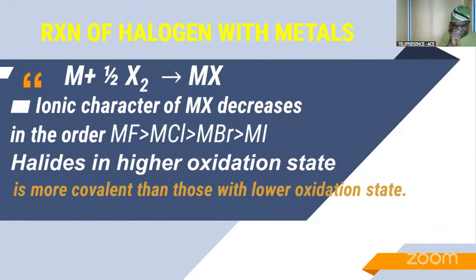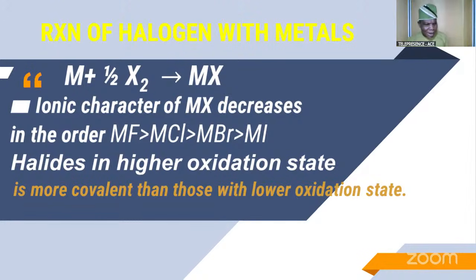Reaction of halogen with metals. Burning of metals in the presence of halogen will result in metal halides. There is formation of metal halide. For instance, metals react with fluorine gas to give you metal fluoride. Sodium, for instance, will react with chlorine to give you sodium chloride.